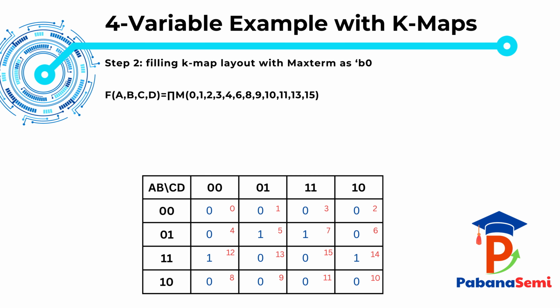Because the function is expressed in Maxterm form, we follow this rule. Place 0 in the K-map for every index listed in pi m. Place 1 for the remaining indices. Accordingly, zeros are placed at Maxterm indices 0, 1, 2, 3, 4, 6, 8, 9, 10, 11, 13, and 15. Ones appear only at indices 5, 7, 12, and 14. Key observation: in POS simplification, we are indeed interested in grouping zeros, not ones.